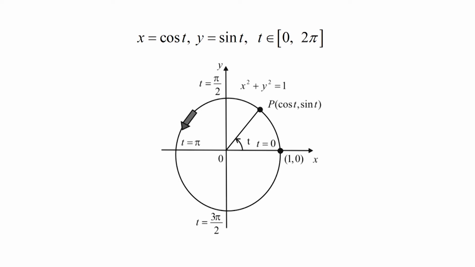The direction in which the graph of a pair of parametric equations is traced as the parameter increases is called the direction of increasing parameter, or sometimes the orientation imposed on the curve by the equations. Thus, we make a distinction between a curve, which is a set of points, and a parametric curve, which is a curve with an orientation imposed on it by a set of parametric equations.